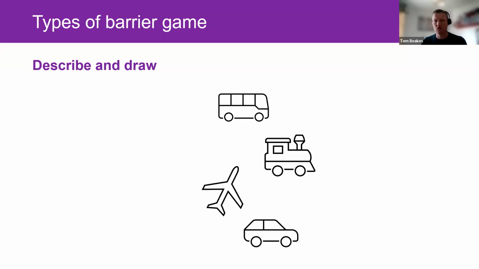Another type, I think a few of you already mentioned this earlier, is describe and draw, or you might call it a drawing dictation as well. And I love this kind of barrier game because it's so flexible. Essentially, it's where one person creates an image or has a finished image and then describes it to their partner, who has to recreate it, has to draw it.